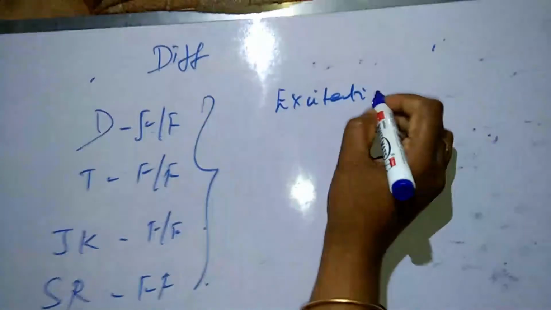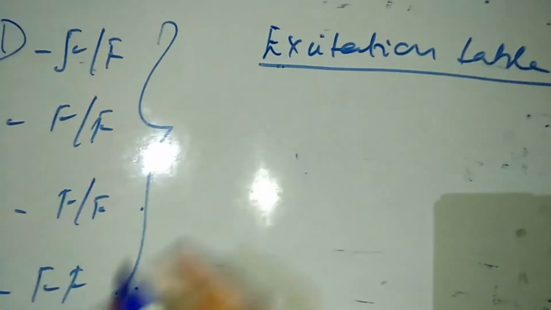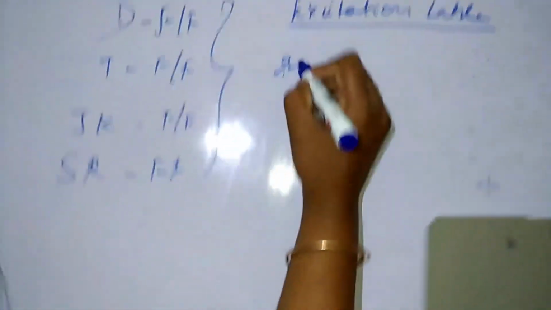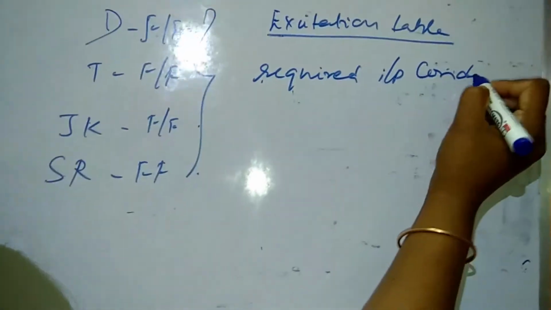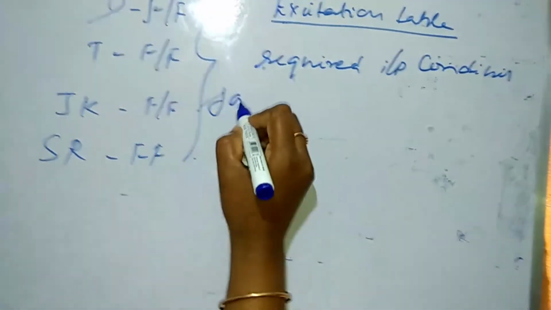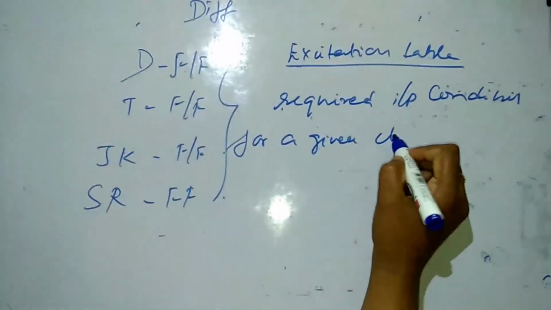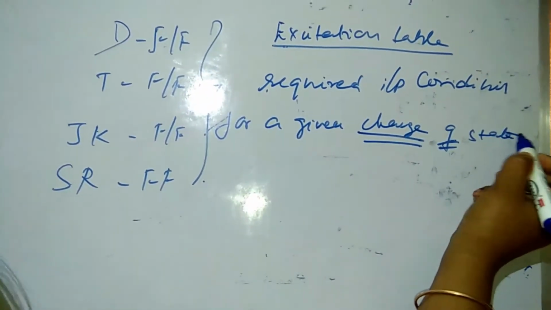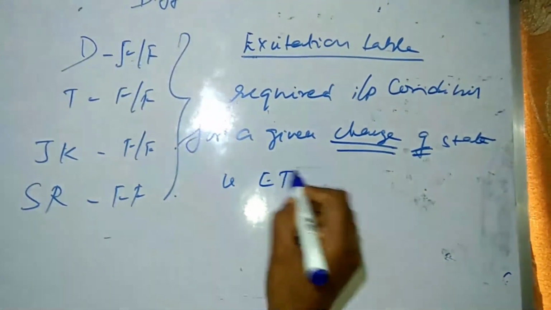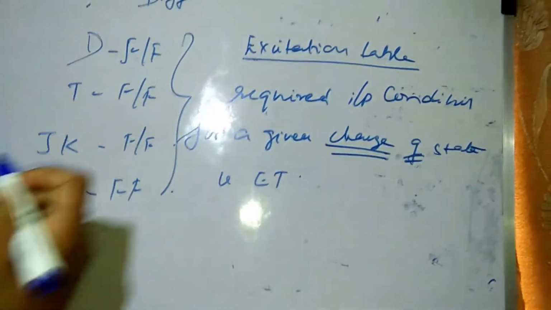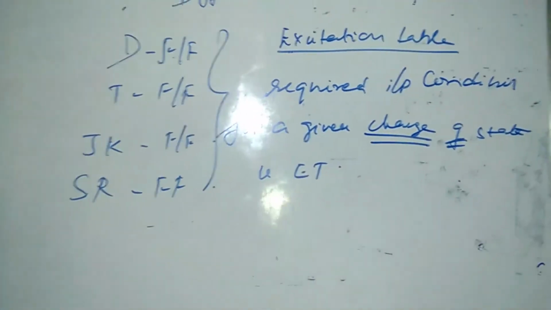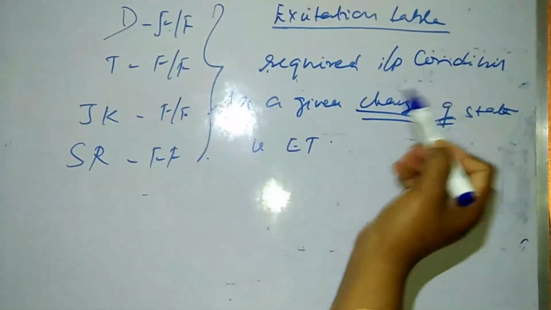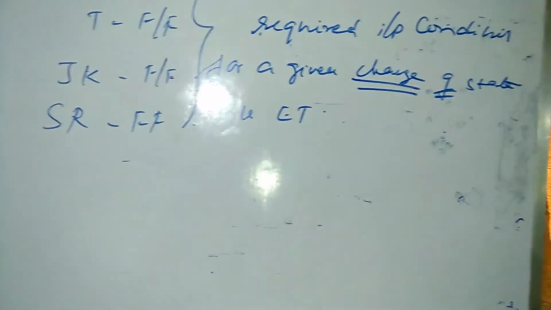Okay, so the excitation table, let me tell you all that. A truth table that lists the required input conditions for a given change of state, very important, is called the excitation table. I'm going to tell you all the truth table and excitation table of all the flip-flops. So it is the required input condition for a given change of state. That is what your excitation table is.